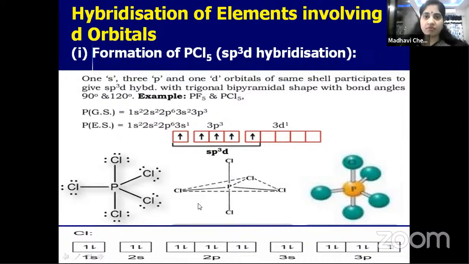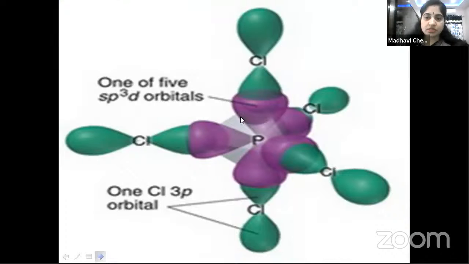So this is about the formation of PCl5 in sp3d hybridization. Next, this is the structure. See children, this is the trigonal bipyramidal structure. These are the 5 sp3d hybrid orbitals, and the p orbitals of each chlorine overlap with them and form P-Cl sigma bonds. How many P-Cl sigma bonds? 5 P-Cl sigma bonds. The shape is trigonal bipyramidal. In equatorial bonds the bond angle is 120 degrees, and for axial bonds the bond angle is 90 degrees. So this is about the structure of PCl5.